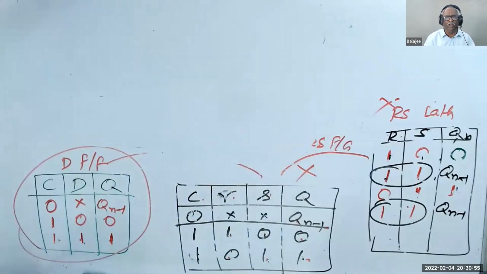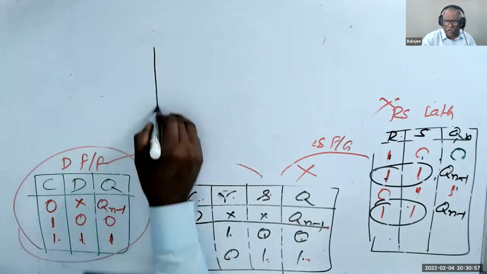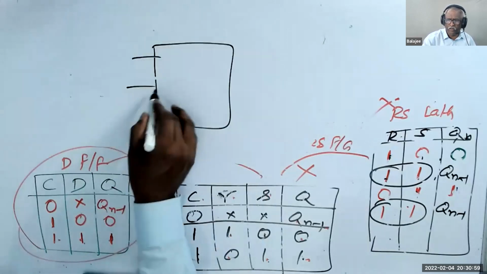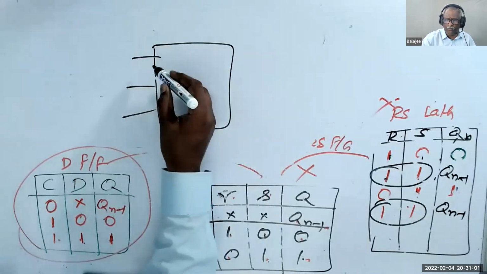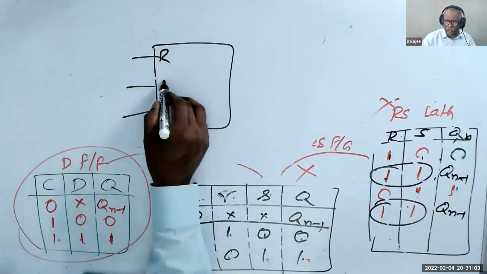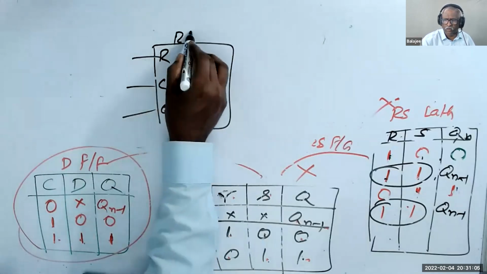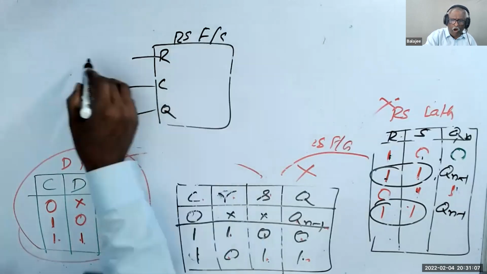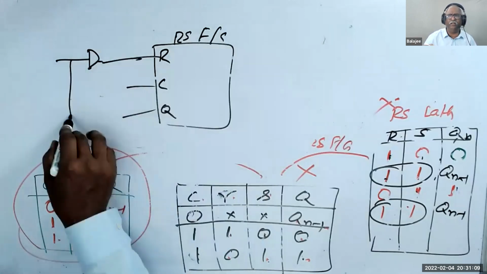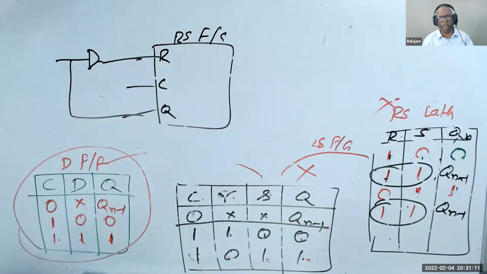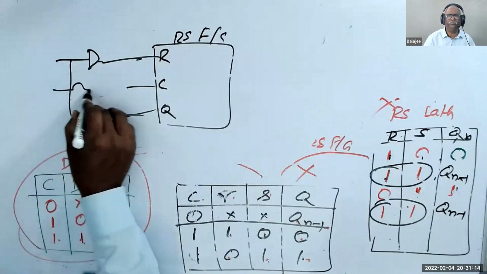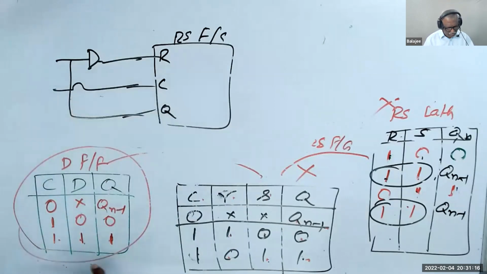No, we don't use inverter. See, if you use RS flip-flop, R, C, and Q, only for R I use an inverter. S goes directly. Please understand. Only C goes here. Understand now?